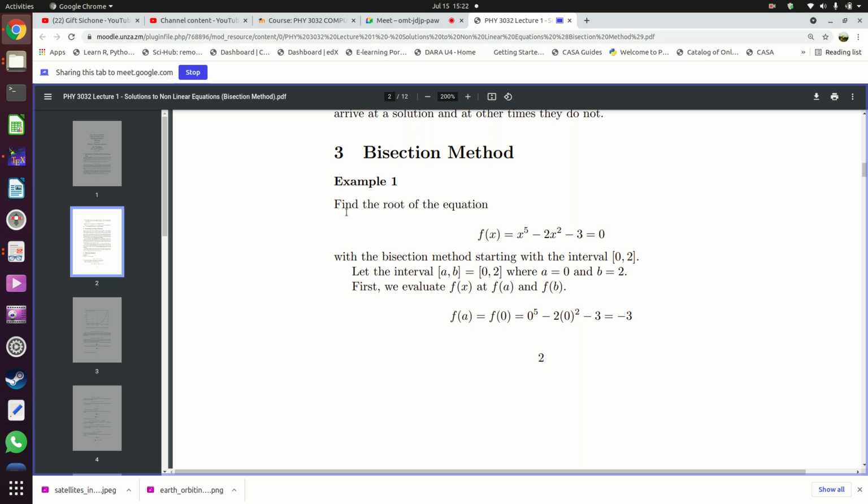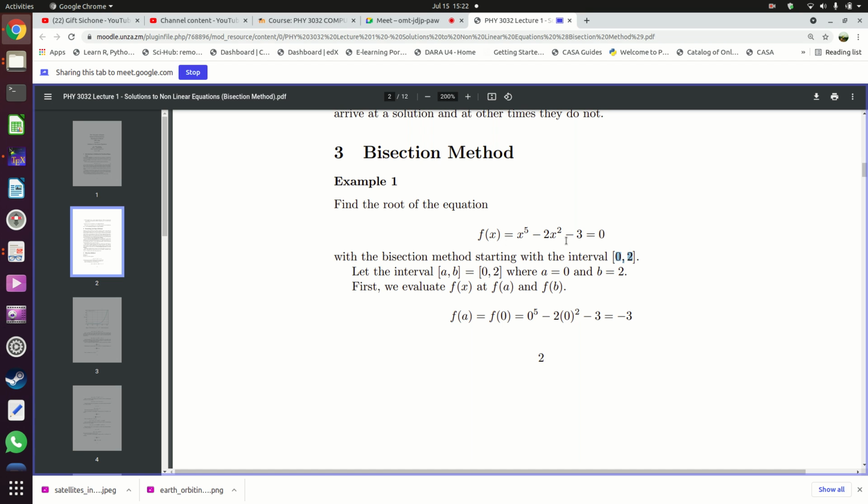Example number 1: find the root of the equation f(x) = x^5 - 2x^2 - 3 = 0. So basically, this function here is what you're looking for. And with the bisection method, we start in the interval [0, 2]. So this is the interval which you're looking at.